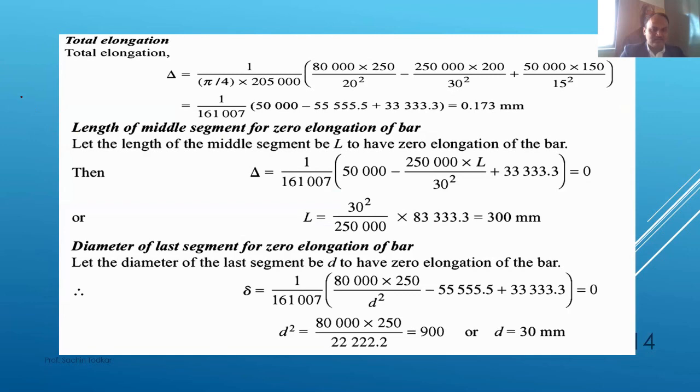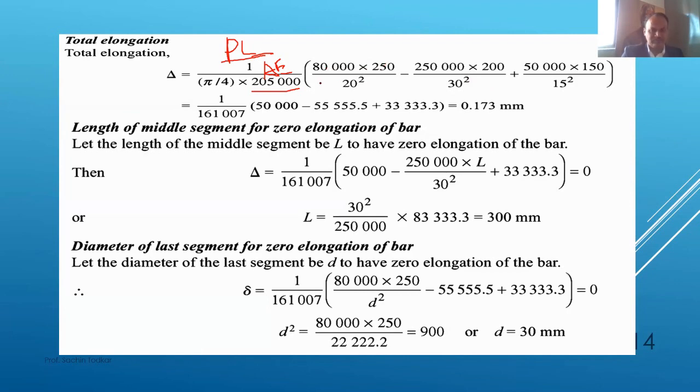Total elongation delta L is equal to PL by AE. We know the formula, delta L is equal to PL divided by AE. Now in this case, diameters are changed, E is the same, forces are changed, and L is changed. So what we'll do, we'll take only E common, and from area we'll take pi by 4 common. D square is inside. 80 kilonewton, the length is 250. 80 kilonewton is nothing but 80,000 Newton.